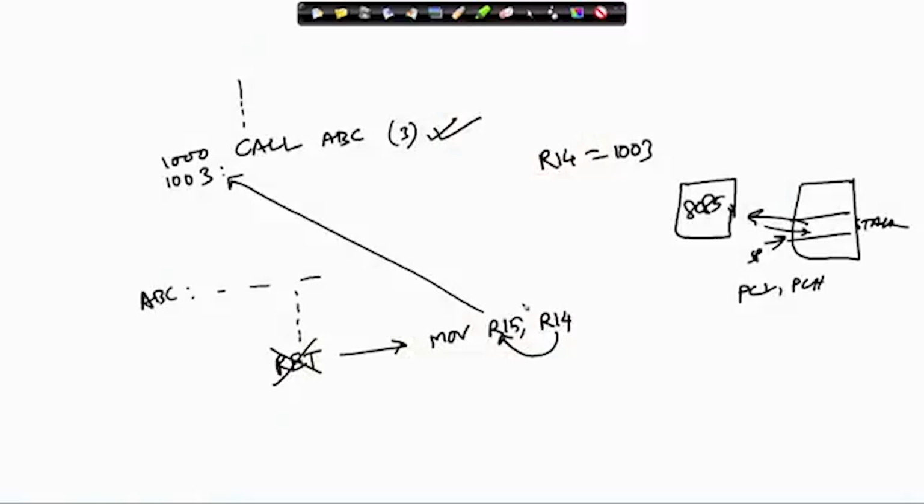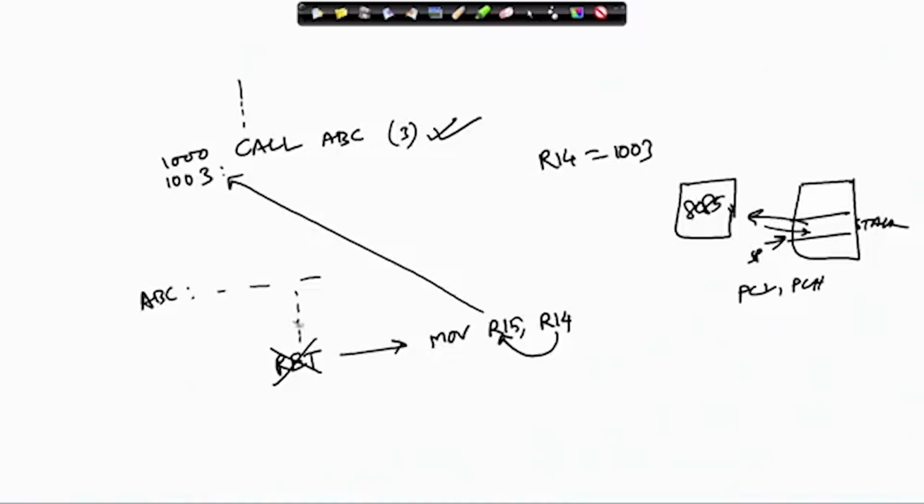But here what is happening is that R14 and R15 are all internal registers. So, they are within the CPU, so there is no difficulty. They are simply register to register data transfers, and that is very fast. So, that way it is a very convenient way of doing this subroutine call, when you are calling a single subroutine.